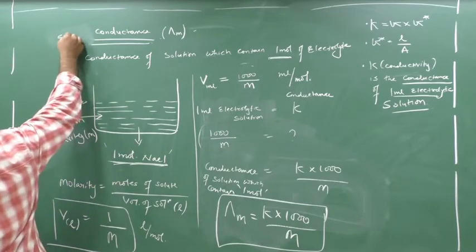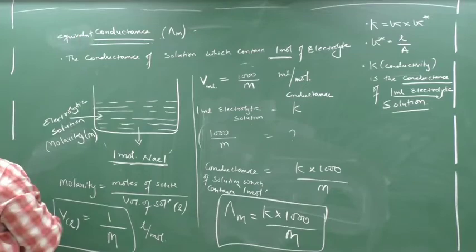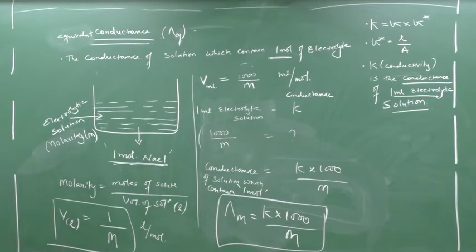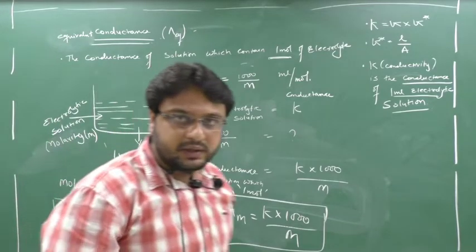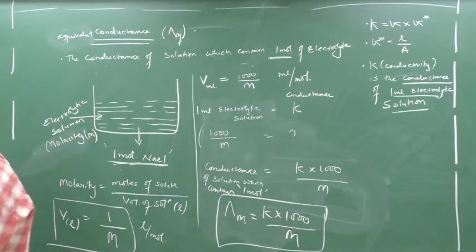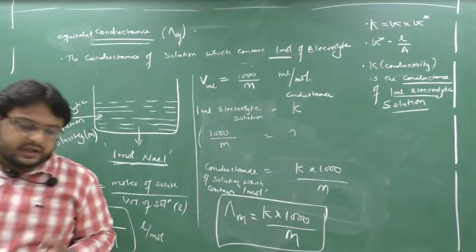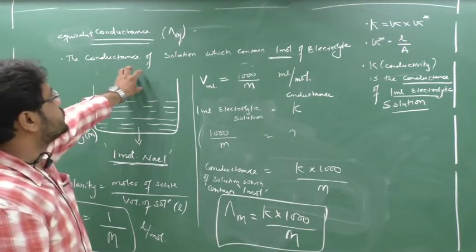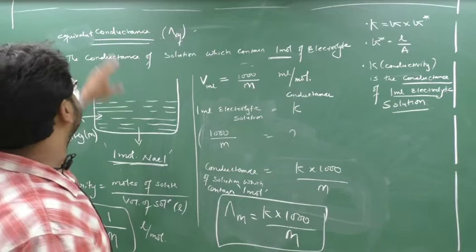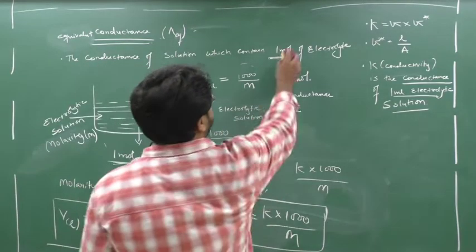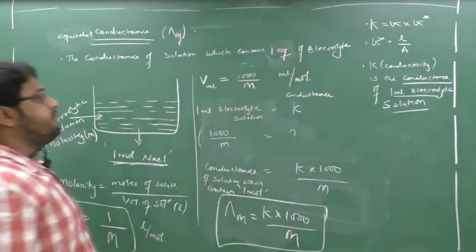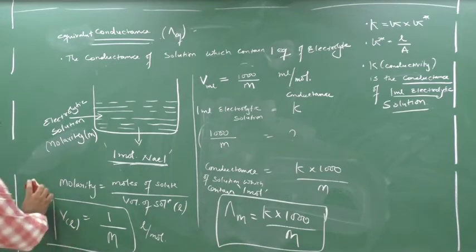Now next we will go through the same definition with equivalent conductance, which is indicated by lambda Eq. As and when you hear the name equivalent conductance, you will remember normality. So what can the definition be? The conductance of a solution which contains 1 mole is molar conductance, and instead of 1 mole, if I take 1 equivalent, I get equivalent conductance. So the conductance of a solution which contains 1 equivalent of electrolyte is called equivalent conductance.